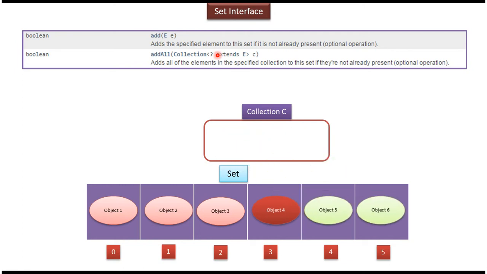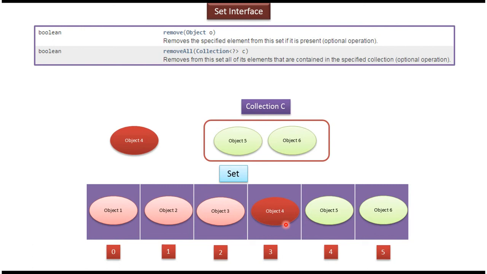If you pass this collection to the addAll method, the addAll method will add these two objects to the set. Suppose if you want to remove one object from the set, then we can use the remove method which accepts an object. Suppose if you want to remove a group of objects from the set, then we can use the removeAll method which accepts a collection. Suppose in collection C there are two objects, object 5 and object 6. If we pass this collection to the removeAll method, this method will remove object 5 and object 6 from the set.